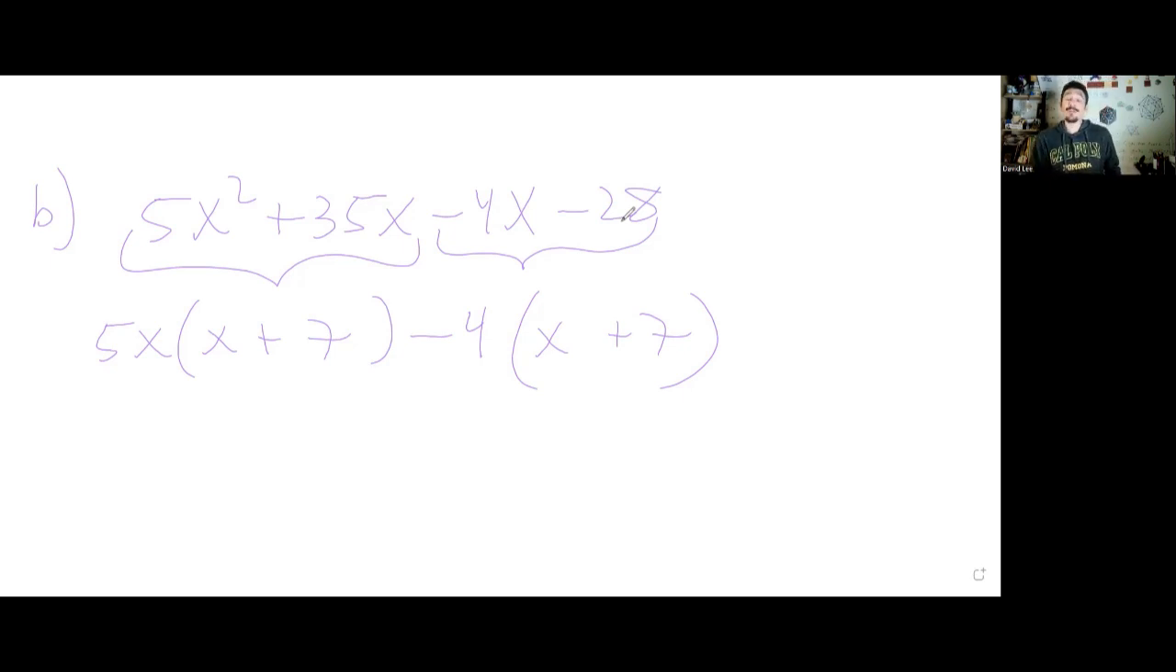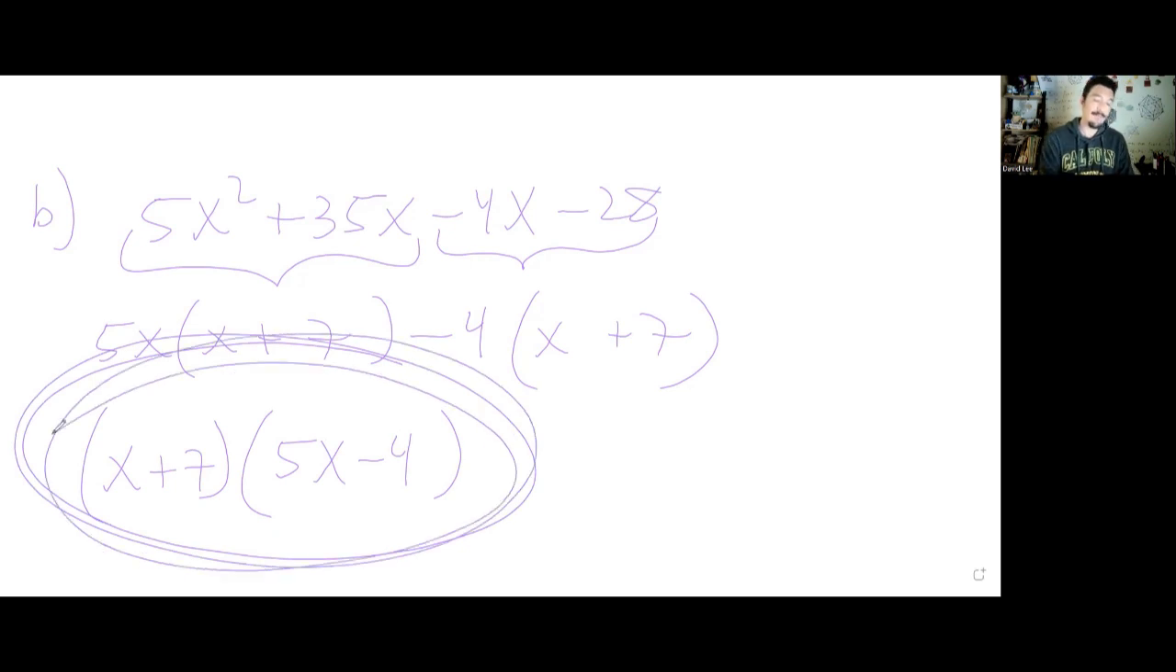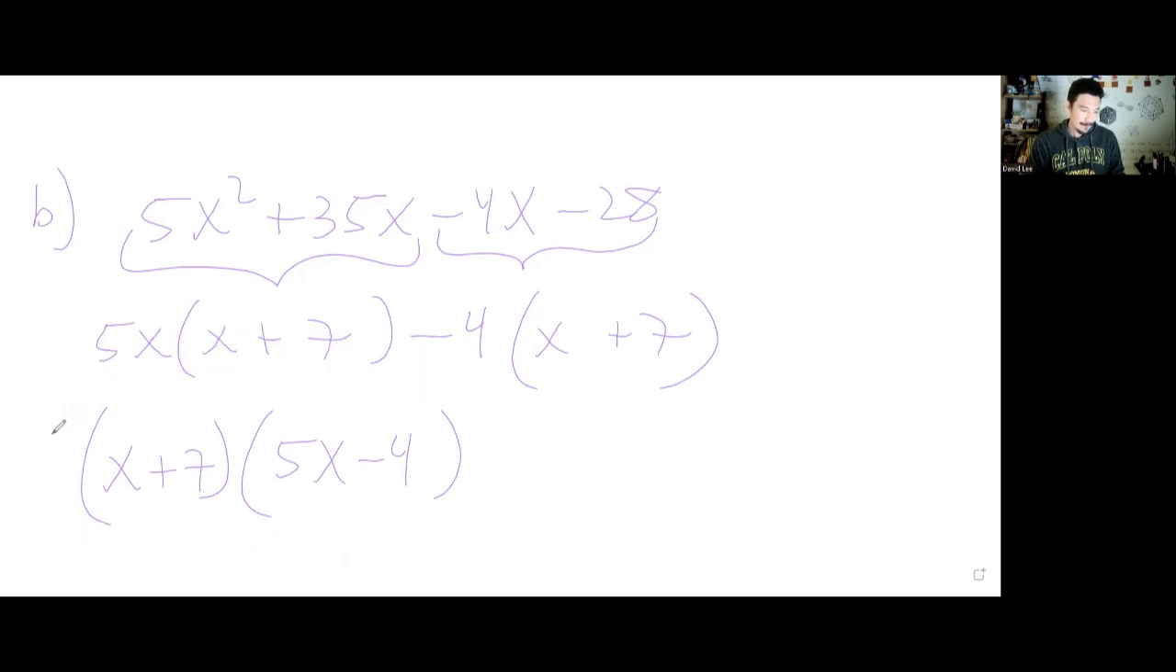Now, look at your work. Do the parentheses match? They sure do. So you can take out x plus 7 to the front, and you'd be left with 5x minus 4 on the inside, and that gives you your final answer. So this is group factorization when you have 4 terms. 1, 2, 3, 4. 4 terms.